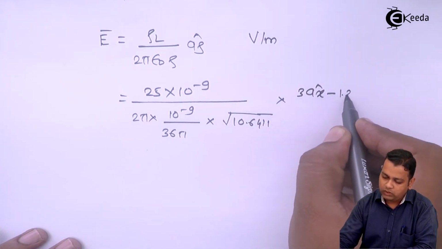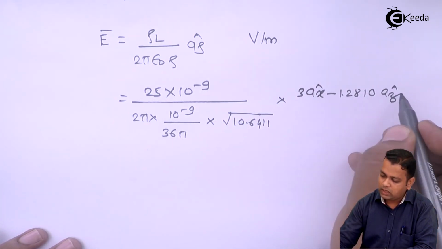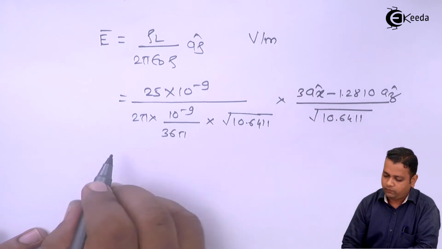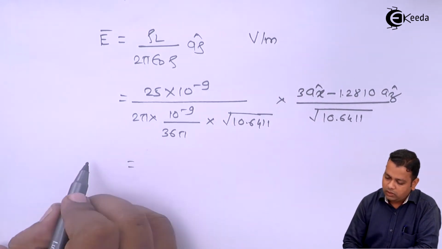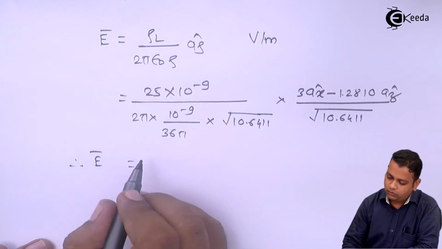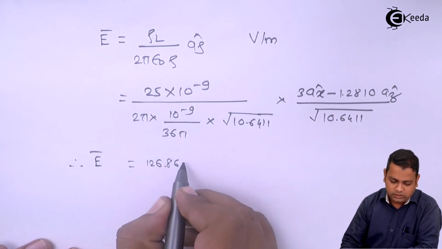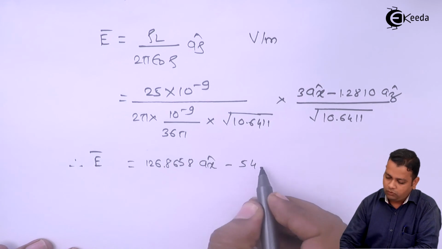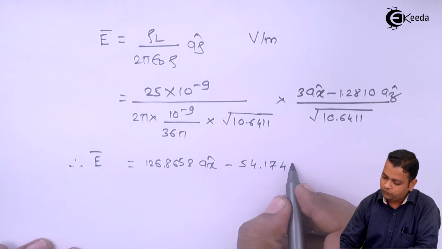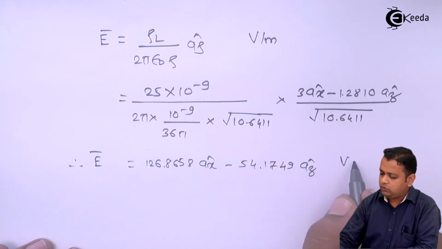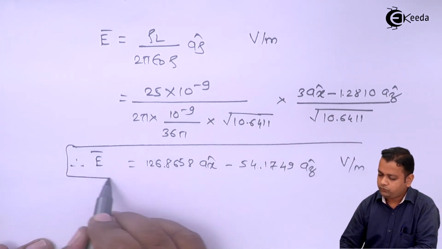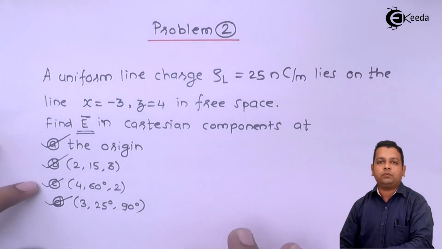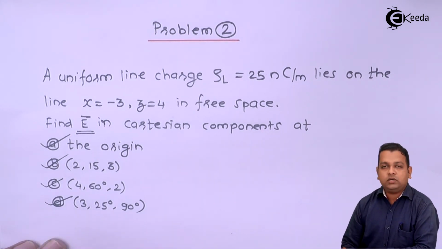Now the unit vector is 3 ax cap minus 1.2810 az cap divided by under root again 10.6411. So if we calculate it further, we get E bar is equal to 126.8658 ax cap minus 54.1749 az cap, unit will be volts per meter. So this way we are finished with problem 2 based on the electric field due to line charge. So part D is also over.